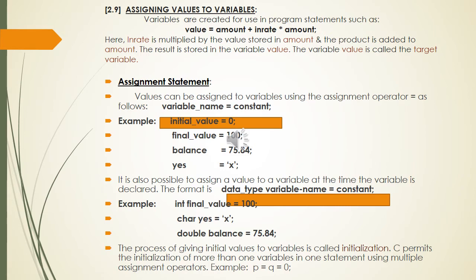The process of giving initial values to variables is called initialization. C permits the initialization of more than one variable in one statement using multiple assignment operators. For example, there are 2 variables p and q. p = q = 0. The value 0 is assigned to both p and q.